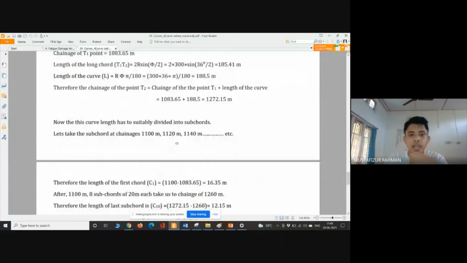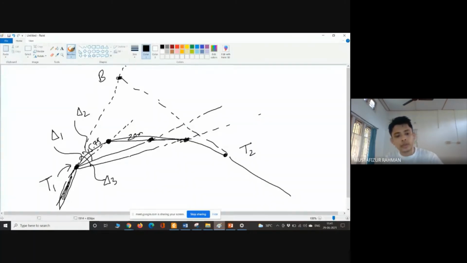Then we will see that we have to go from 1083.65 meters to 1272.15 meters. So we are saying that we will find the points at 1100 meters, 1120 meters, 1140 meters, like that. So what will be the first chord length? 1100 meters minus this value. So this distance we have to take is 16.35 meters. Then only we will get this point. So the T1 point is at 1083 meters, right? Similarly, same case.